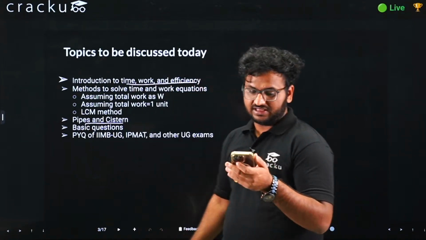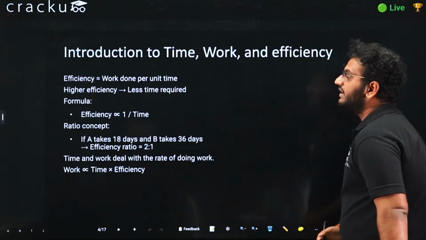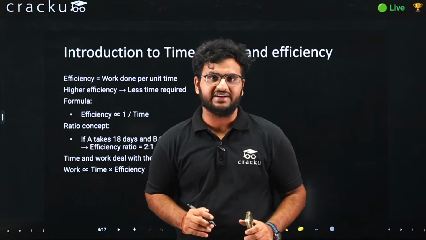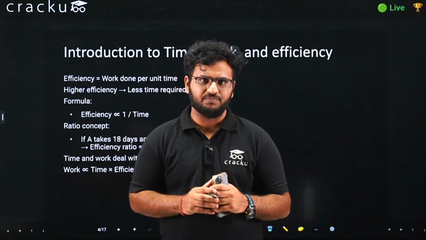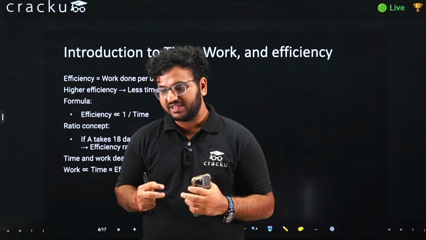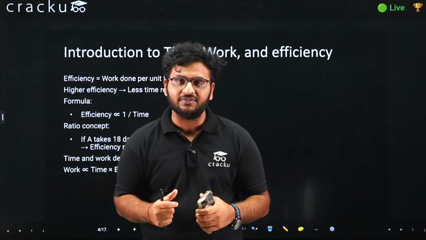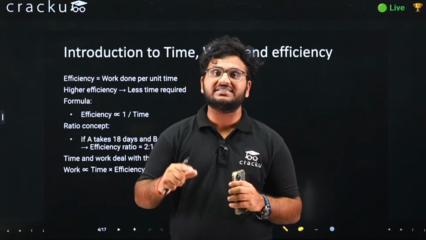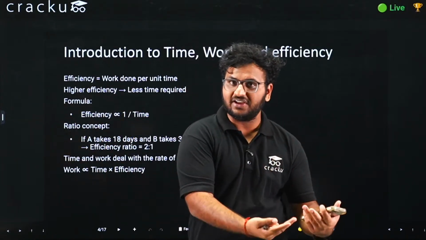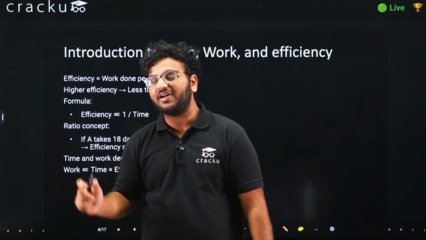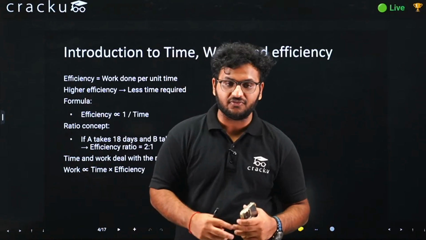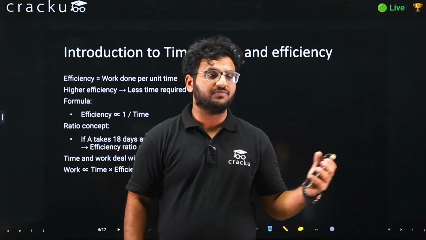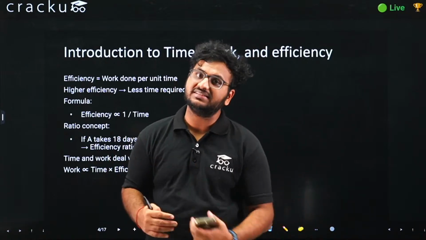So let us start with the introduction to time, work and efficiency. How are they related? Let us take a daily life example. If I do any work, and if I work fast, then the time taken for me to complete the work would be less. So we can say that work is directly proportional to efficiency. If I increase my efficiency, then my work will increase if I keep the time constant. Similarly, if the time taken for me to complete a homework is more than my friend's, then my efficiency is less than my friend's.